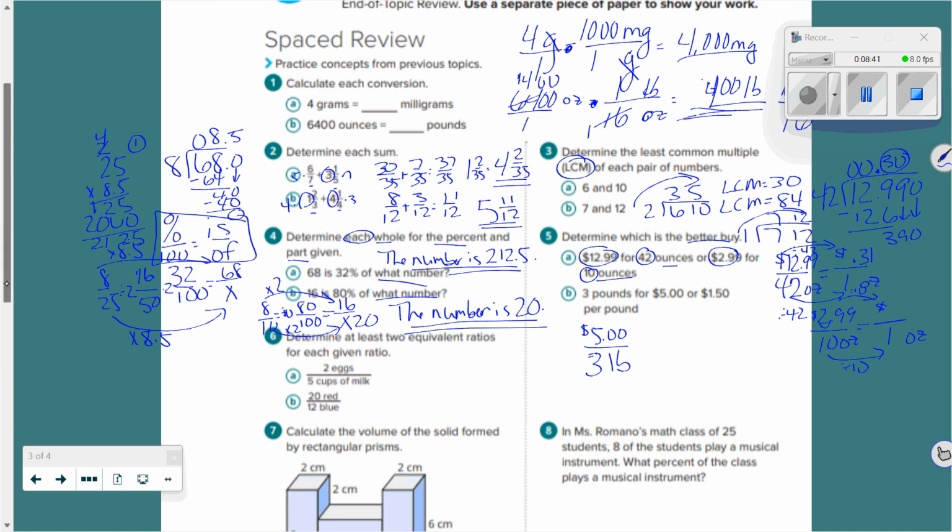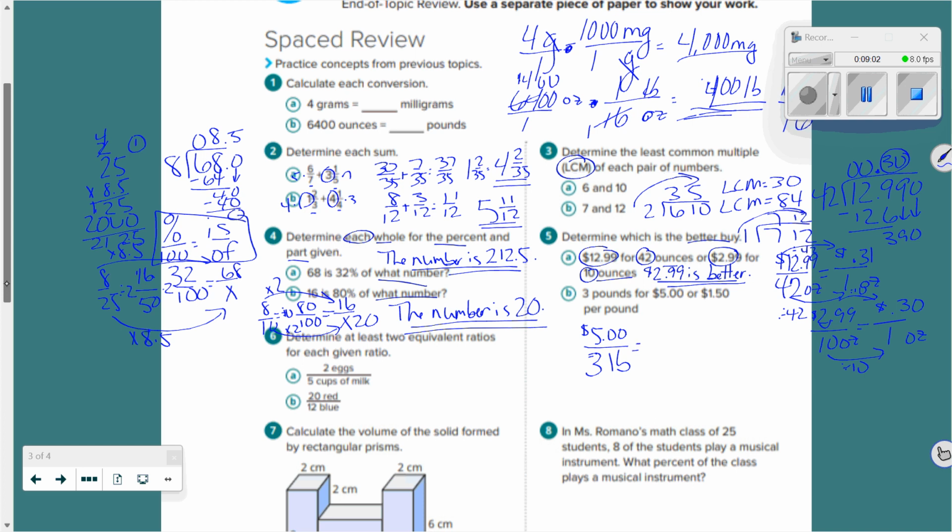So 0.299 rounds to 30 cents. Which is better, 30 cents or 31 cents? 30. So the second one is my better buy, so $2.99 is better. It saves me 1 cent per ounce. Sorry, thank you for catching me on that.